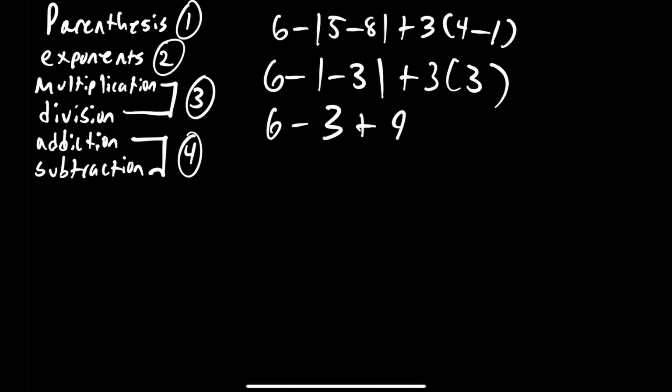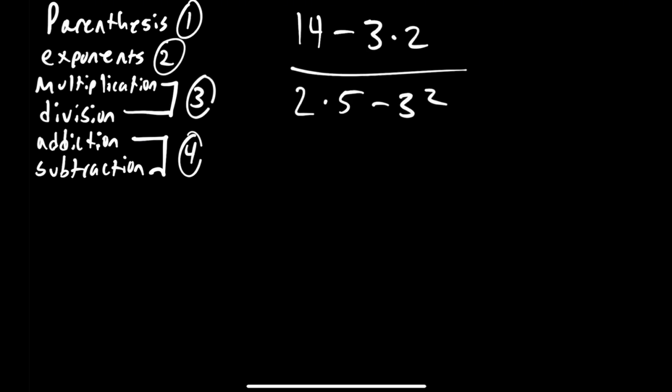So then we move to addition and subtraction, and it doesn't matter which order you do it in. As long as you have addition and subtraction left, you're still going to get the same answer. So 6 minus 3 is going to give you 3, plus 9. 3 plus 9 is going to give you 12. So that's going to be your answer.